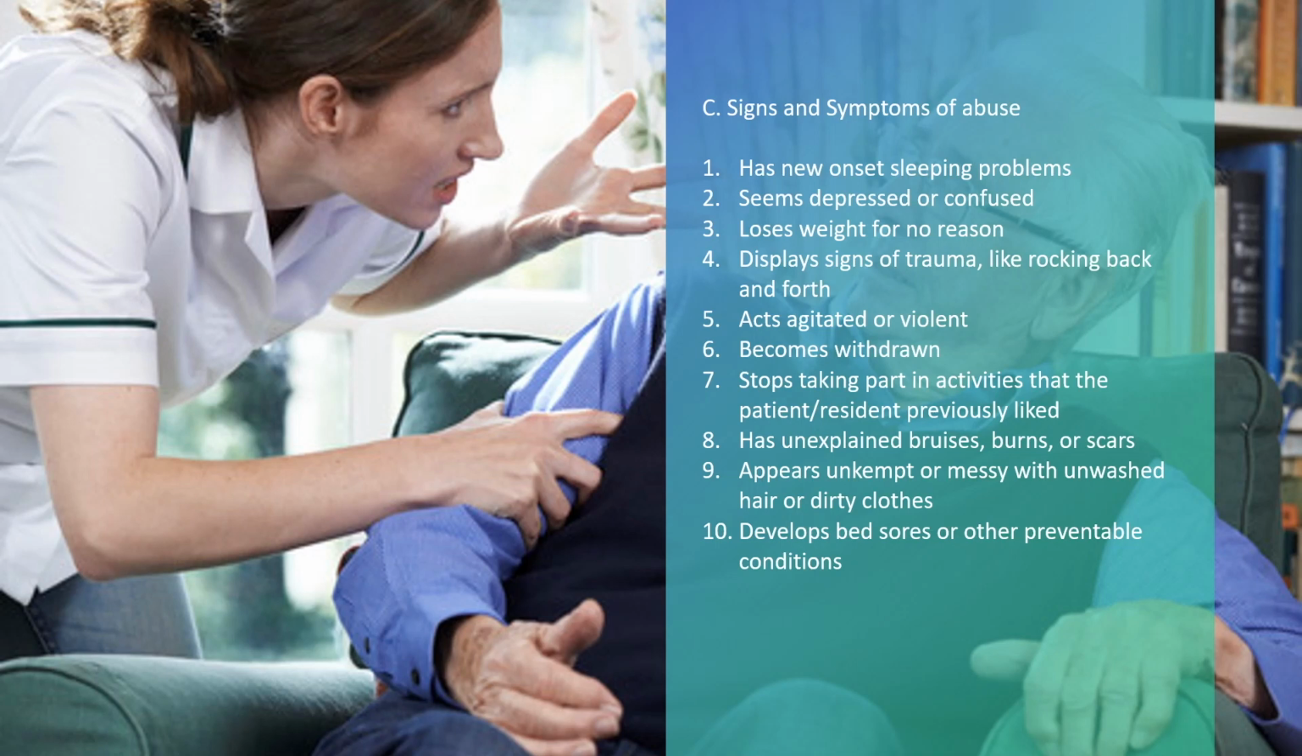Signs and symptoms of abuse: has new onset sleeping problems, seems depressed or confused, loses weight for no reason, displays signs of trauma like rocking back and forth, acts agitated or violent, becomes withdrawn, stops taking part in activities that the patient or resident previously liked, has unexplained bruises, burns, or scars, appears unkempt or messy with unwashed hair and dirty clothes, or develops bed sores or other preventable conditions.